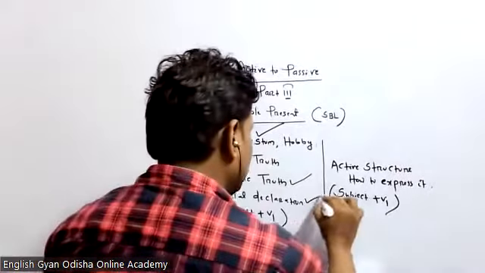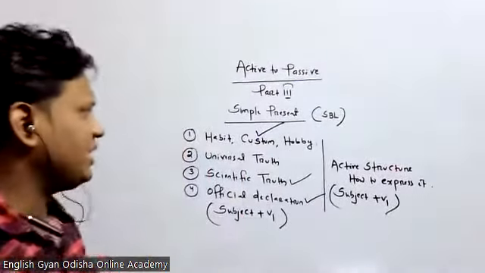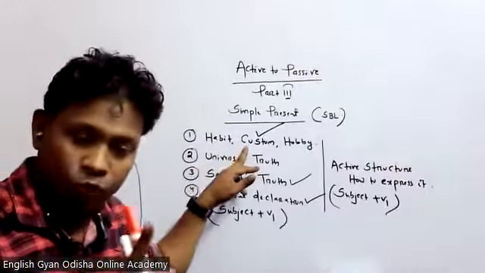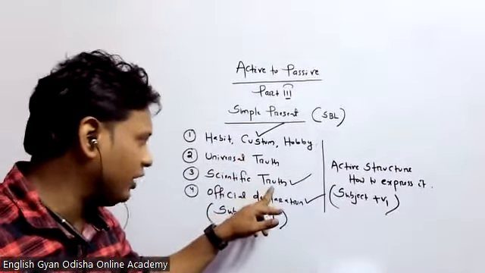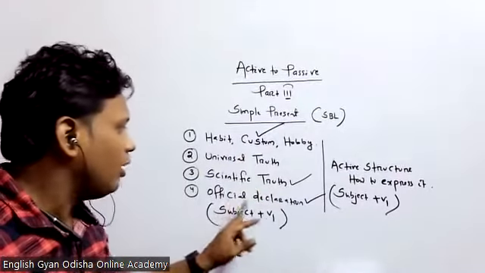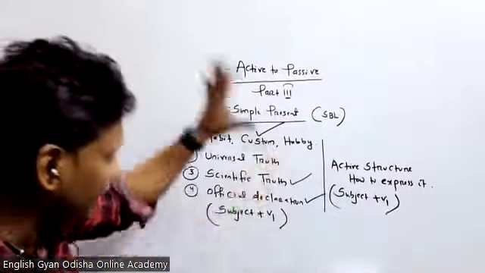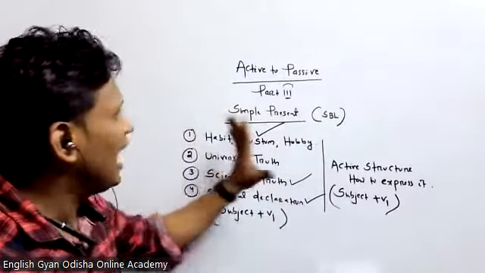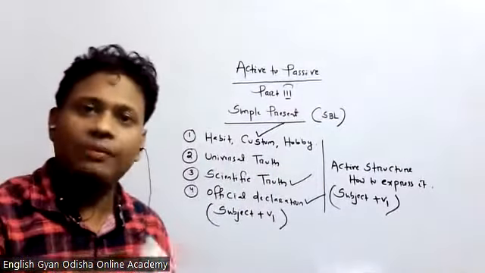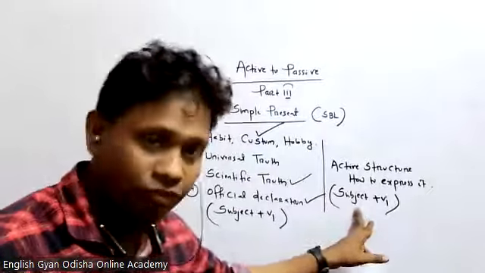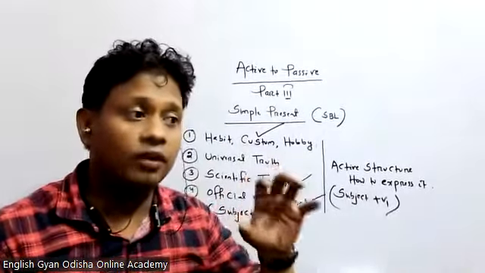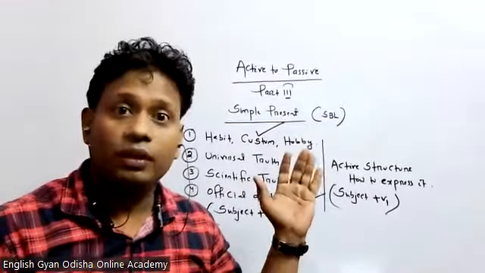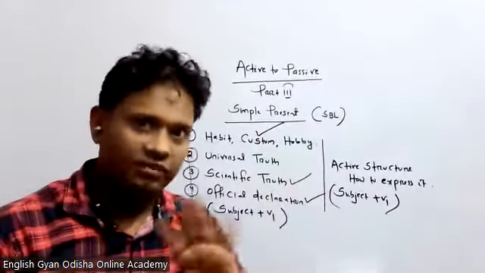So there are only three situations. The first situation is custom, very important. The second situation is scientific truth, and the third situation is official declaration. These are the three structures where we can use active to passive. That means it can be expressed. I have given you the active form already, in the fundamental class. The video is there.